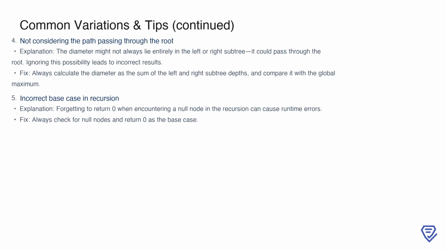Additionally, having an incorrect base case in your recursion is another frequent issue. If your recursion doesn't return 0 when encountering a null node, it can lead to runtime errors. To prevent this, always check for null nodes and return 0 as the base case in your recursive function.